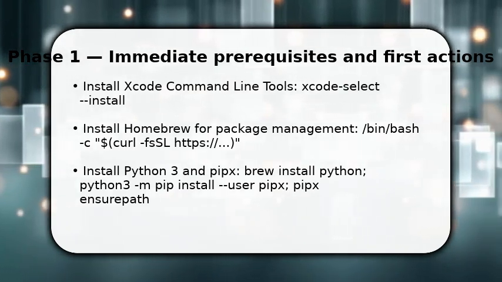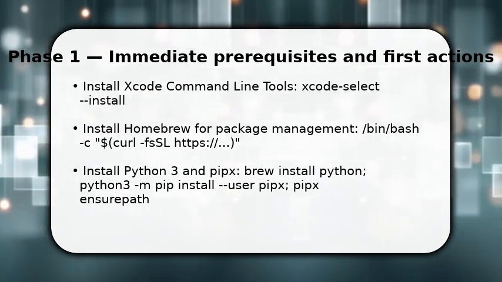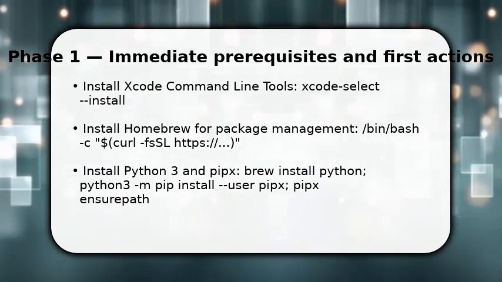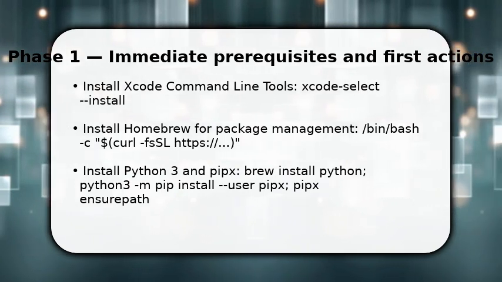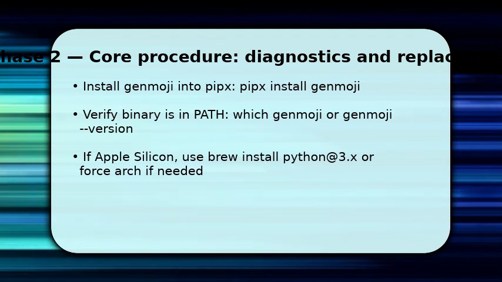This sequence avoids permission issues, keeps Genmoji isolated, and ensures repeatable installs, so you won't mix system packages with project tools. Now install Genmoji with pipx so it runs as a standalone CLI. pipx install genmoji. Once installed, verify it's available with genmoji --version or which genmoji.